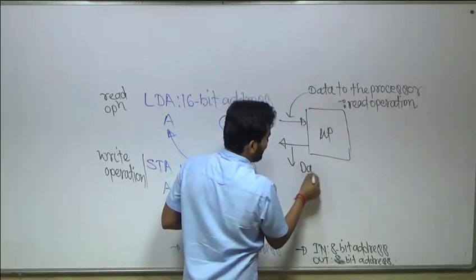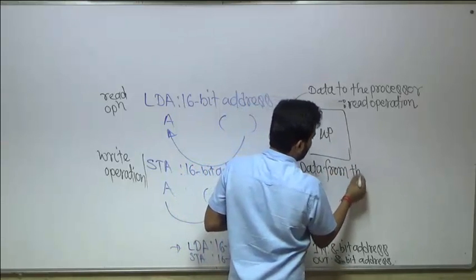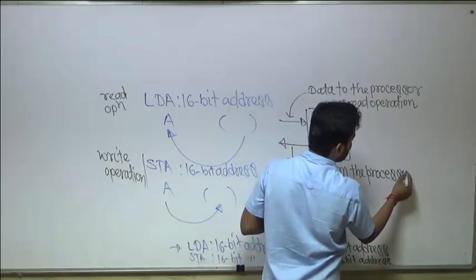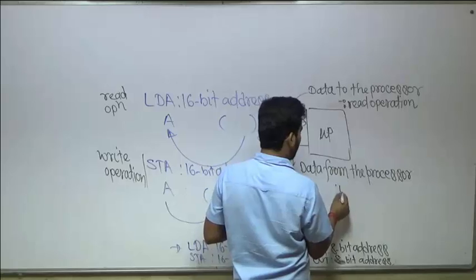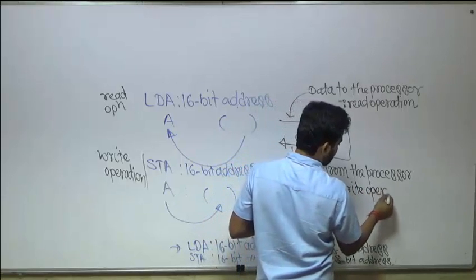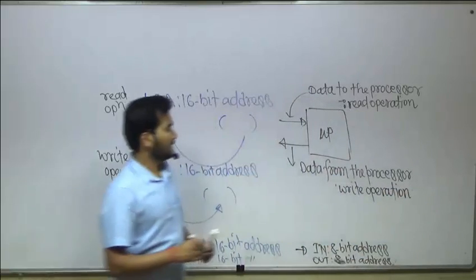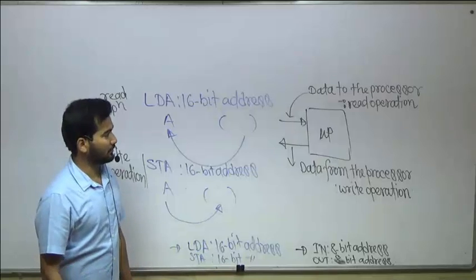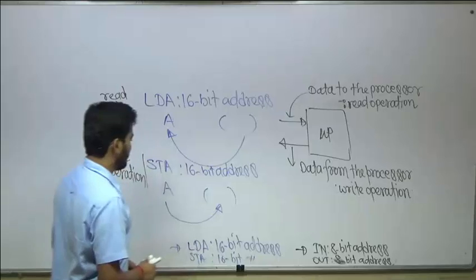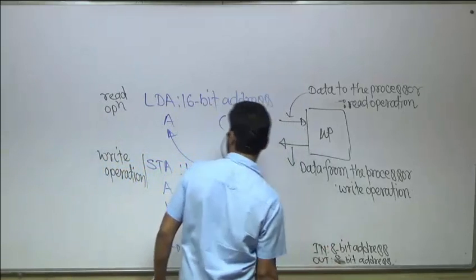And data from the processor is equivalent to a write operation. Data to the processor is equivalent to a read operation. Now, the next two instructions: IN and OUT 8-bit address.